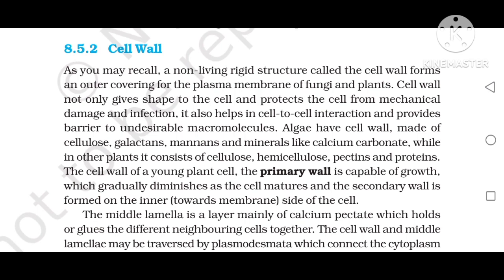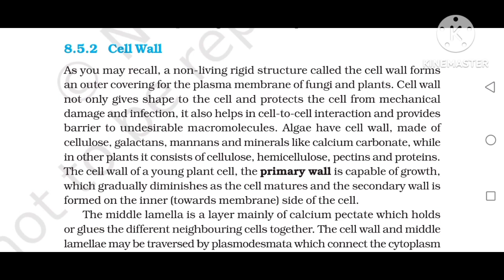The cell wall of a young plant cell, the primary cell wall, is capable of growth, which gradually diminishes as the cell matures, and a secondary wall is formed on the inner towards membrane side of the cell.